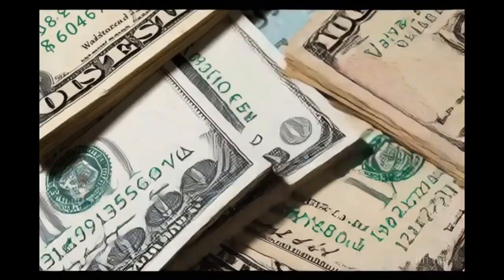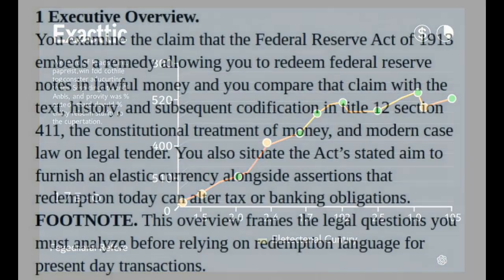Lawful money redemption and elastic currency claims under the Federal Reserve Act.